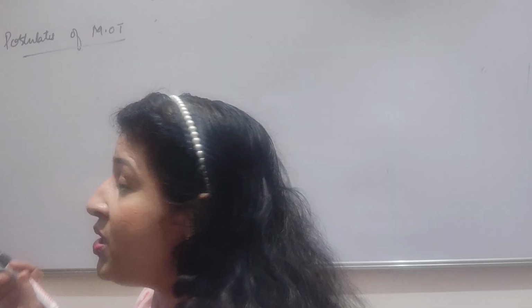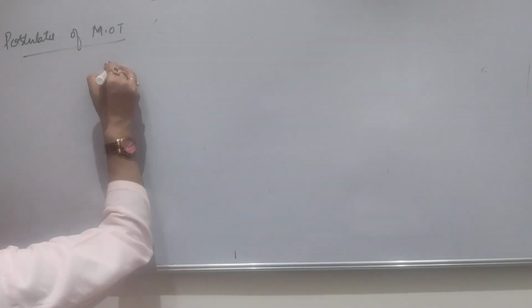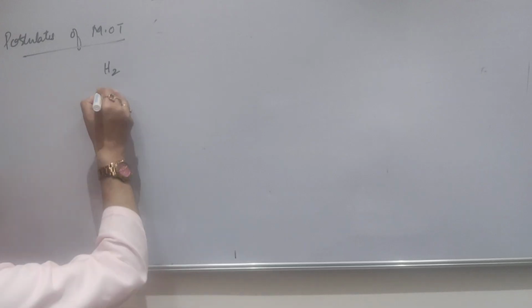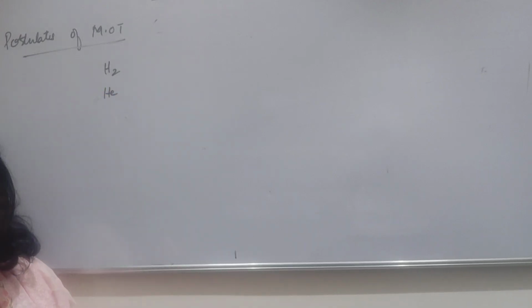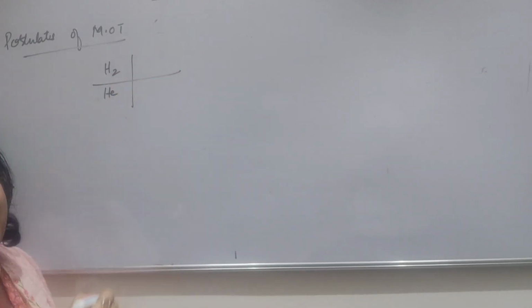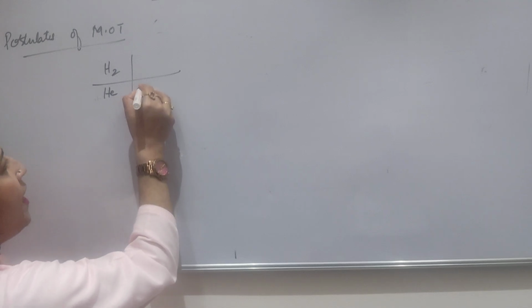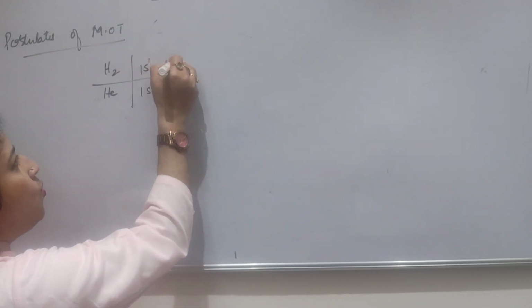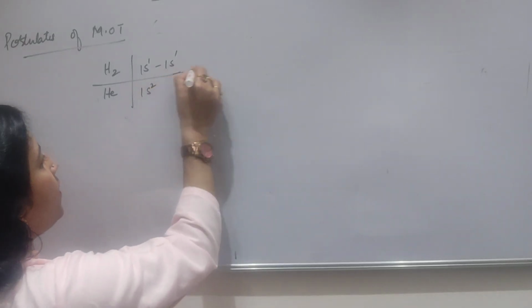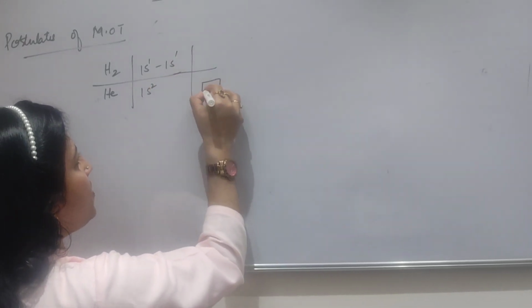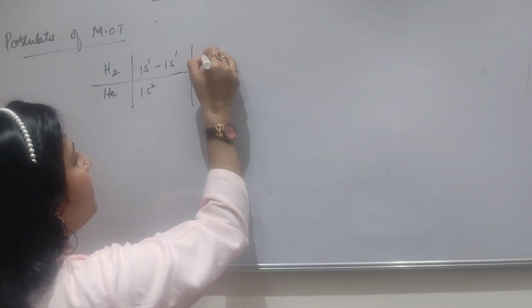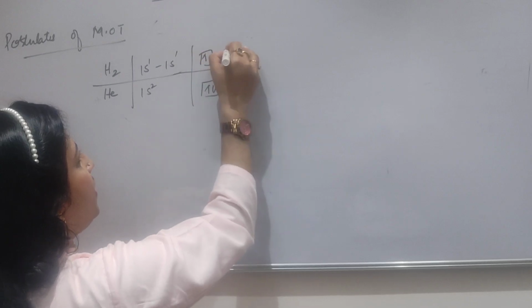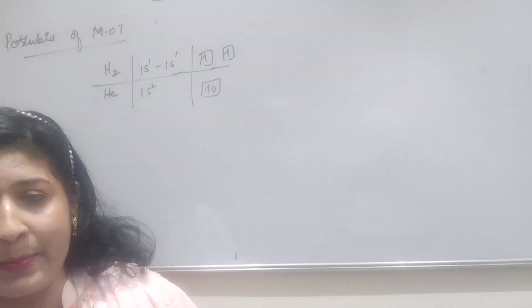Now, suppose I take H2, and I take He. Helium is an atom and hydrogen is a molecule. So helium's atomic orbital is 1s2, whereas for hydrogen it is 1s1, 1s1. So here what is happening? This is the formation of an atomic orbital, whereas here there is the formation of a molecular orbital which is taking place.